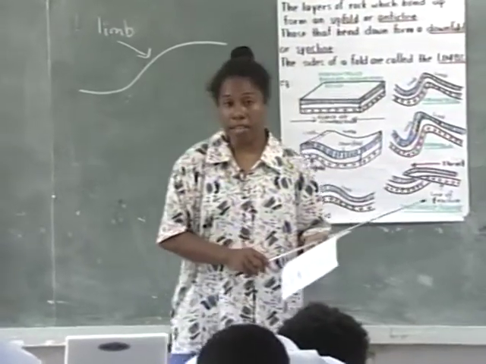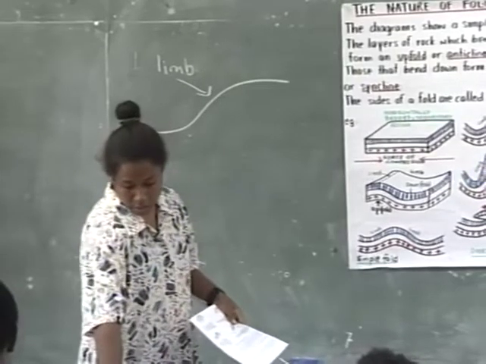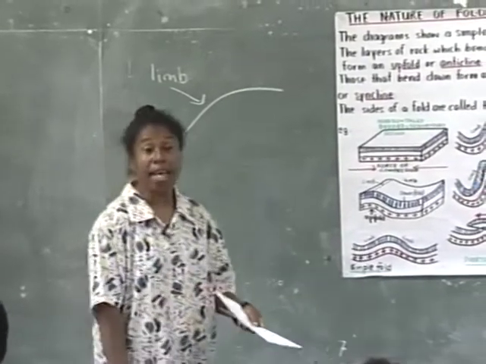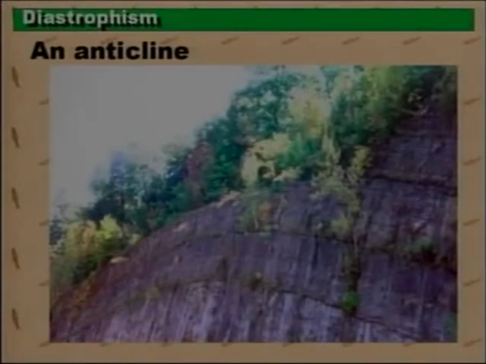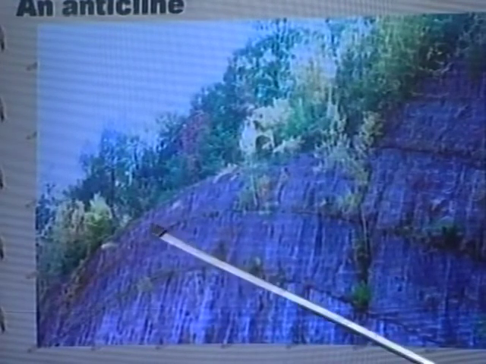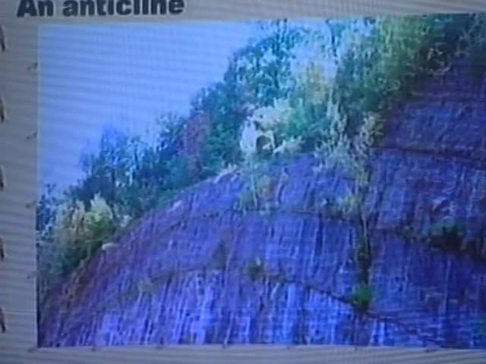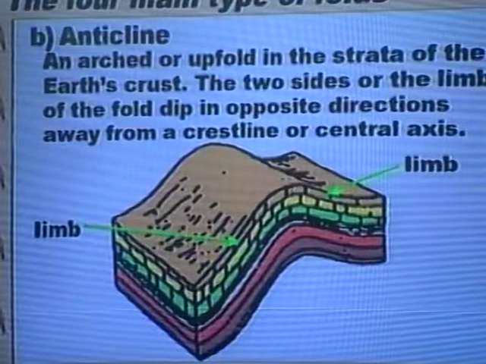The second example of a simple fold is that of an anticline. If we look at perhaps a photograph showing an anticline, again, we need to know what an anticline is for us to be able to pick it up from the photograph. And you can see the way in which the layers of rock have been folded. Okay, let's look at that information on an anticline.